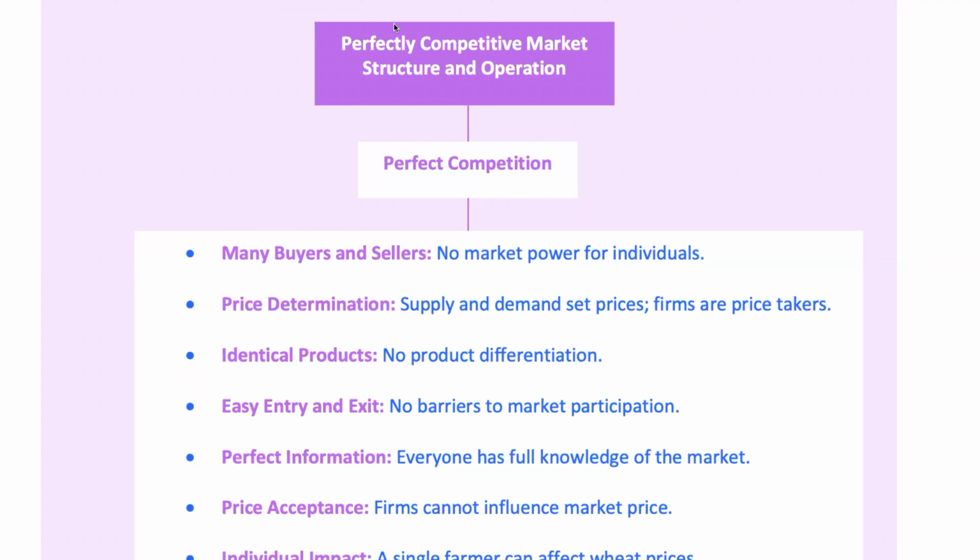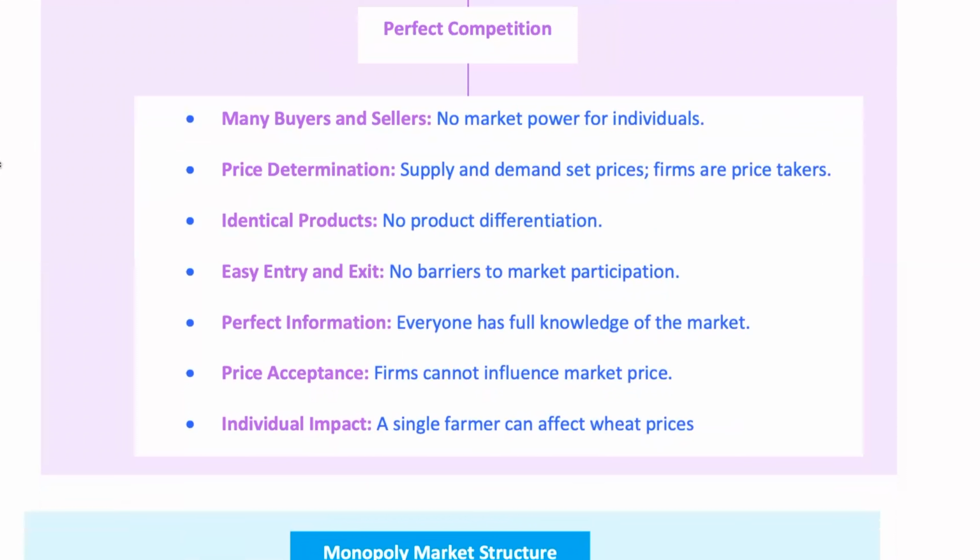In a perfectly competitive market, several distinct characteristics define its structure and operation. Firstly, there are many sellers and buyers within the market. This abundance ensures that no single seller or buyer has the power to influence the market price. Instead, the market price is determined by the collective forces of supply and demand, with each firm acting as a price taker that must accept the prevailing market price for its product.